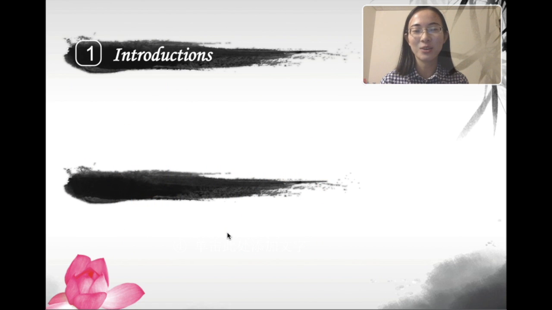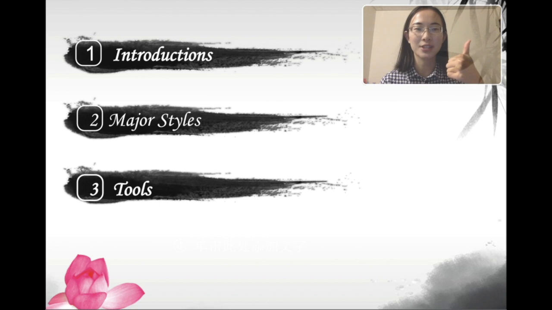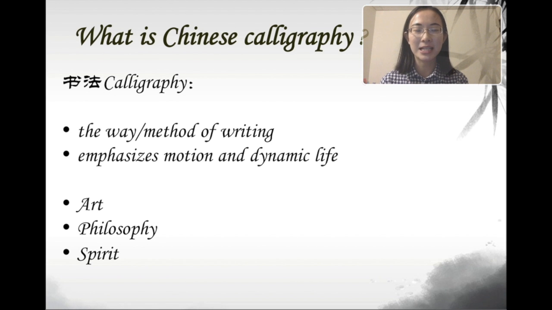In today's lesson, we are going to cover three things. First, we will do the basic introductions about Chinese calligraphy. Second, we will introduce the major styles of it. Third, we will talk about the tools you will need in practicing. Our first question is, what is Chinese calligraphy? It is a way or method of writing. It emphasizes motion and dynamic life. What is that about? I don't understand. I'm sure after this tutorial you will have your own understanding.